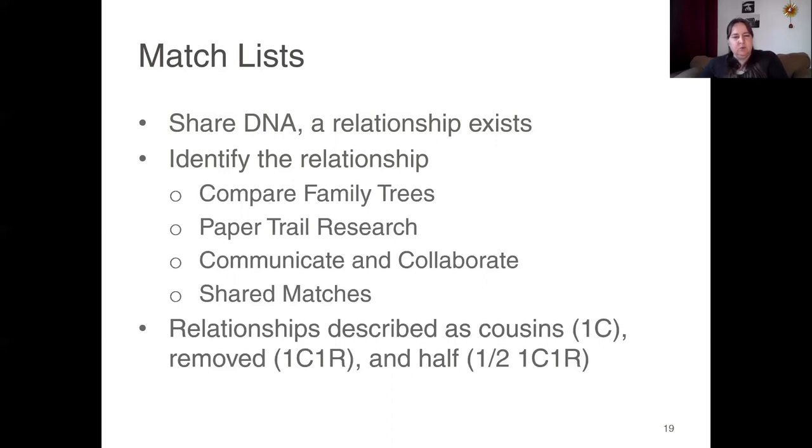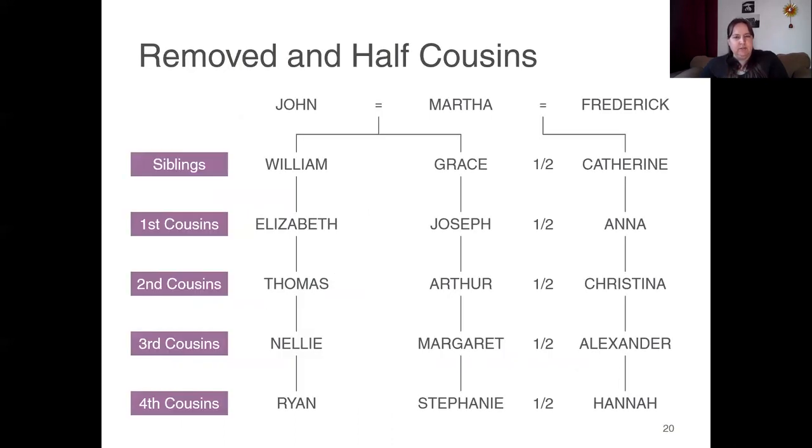However, it's also important to know when a cousin is a removed cousin, a cousin removed, or a half cousin. So let's take a quick look at how you can determine which cousins are removed and which cousins are half cousins. So here's an example family where we have Martha, who married first John and then second Frederick.